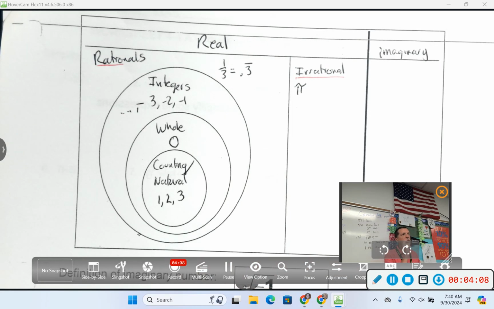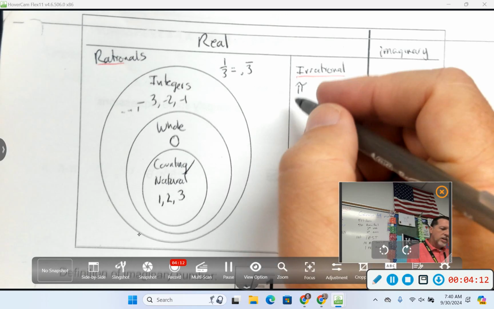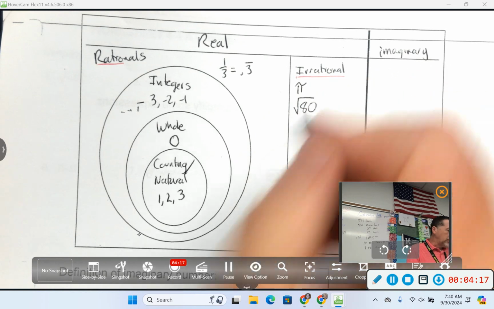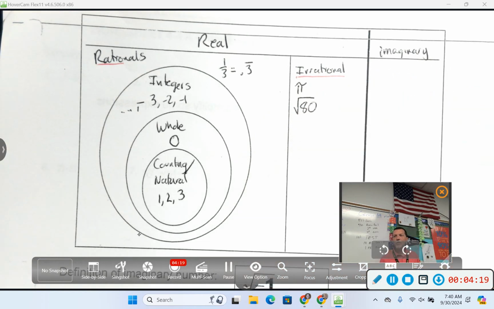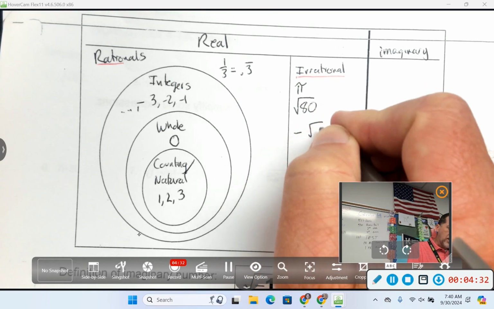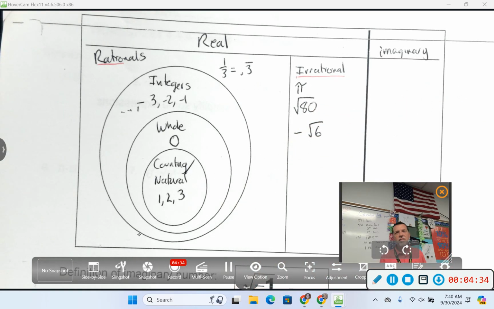Non-perfect squares. Non-perfect square roots go where? Irrational. So root 80 would go there. 80 does not have a nice square root. Be careful how you phrase that. It does have a square root, right? It's almost 9, but it's not a nice square root, so it's going to have weird decimals after that. Usually we pick smaller numbers to give examples, but negative square root of 6 has a square root, it's just not a perfect square root.